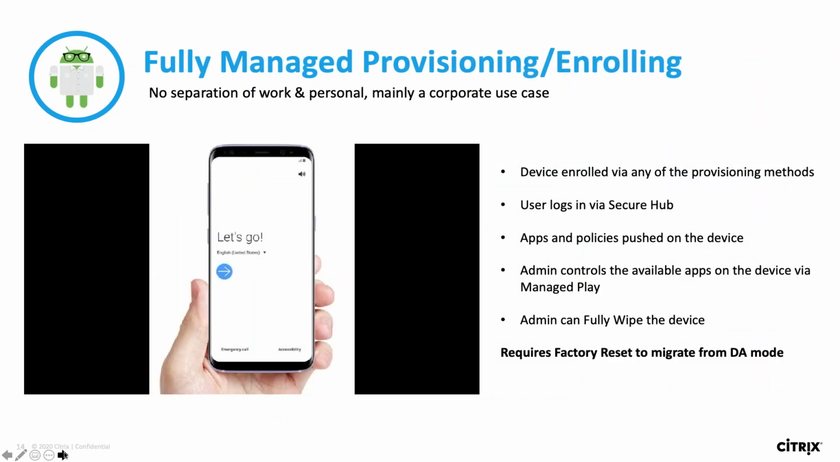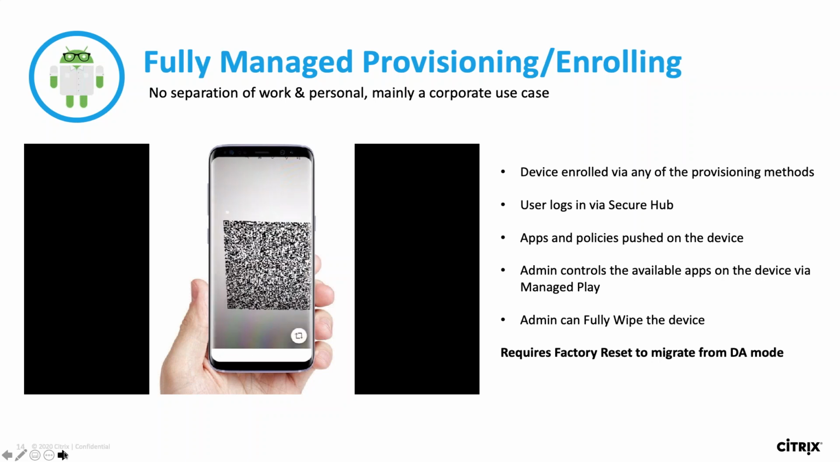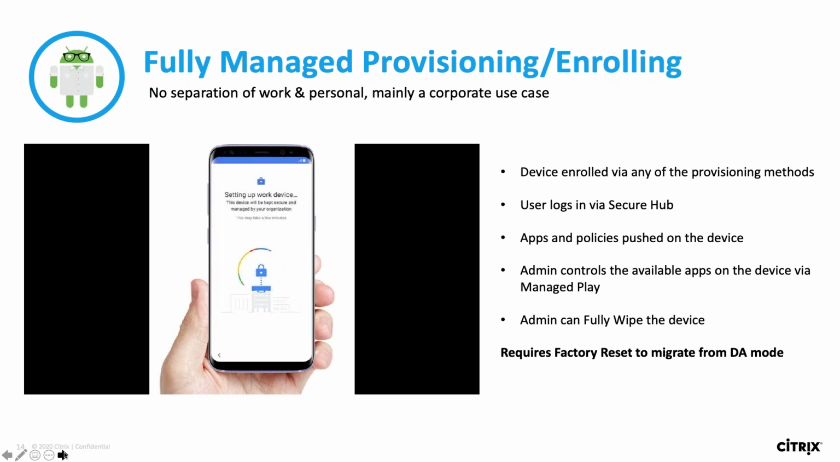And when you look at the fully managed device, the video shows a QR code enrollment method. It's pretty slick and fast. So you can choose any of those methods. For example, with QR code, you can just print out a QR code somewhere, and then the users can go and scan the QR code, and the device will be enrolled in a fully managed mode.